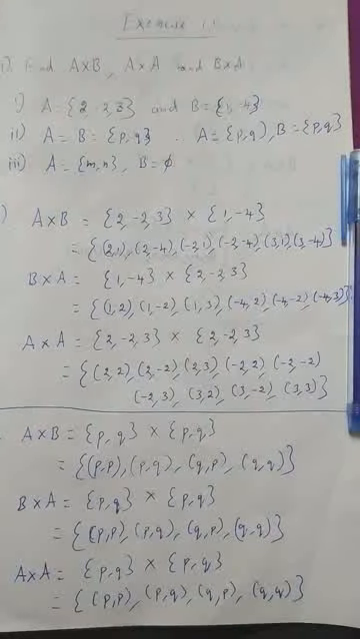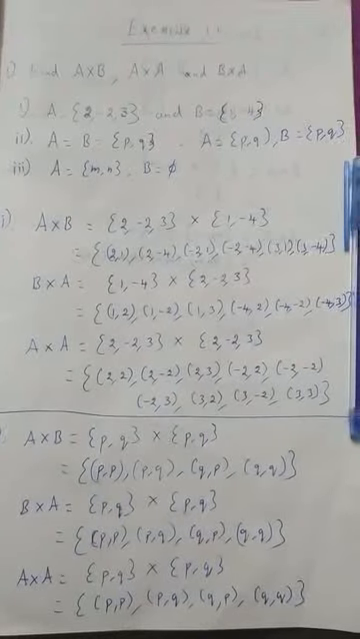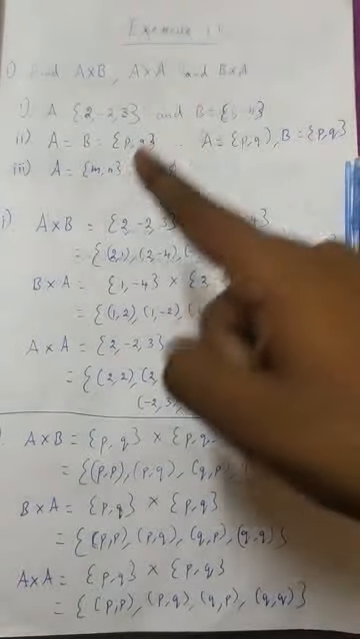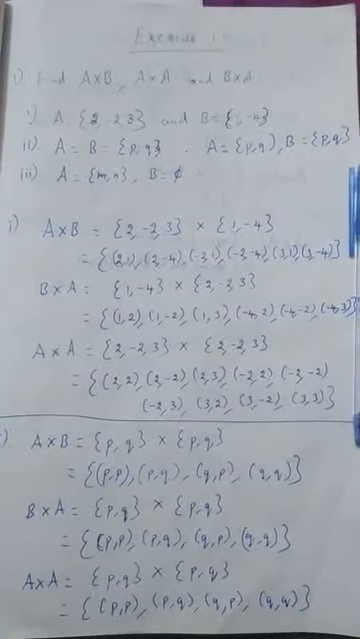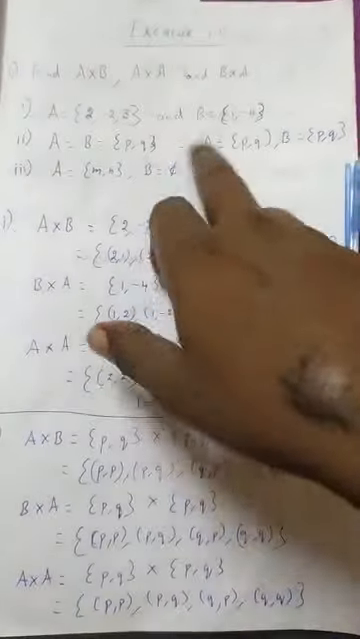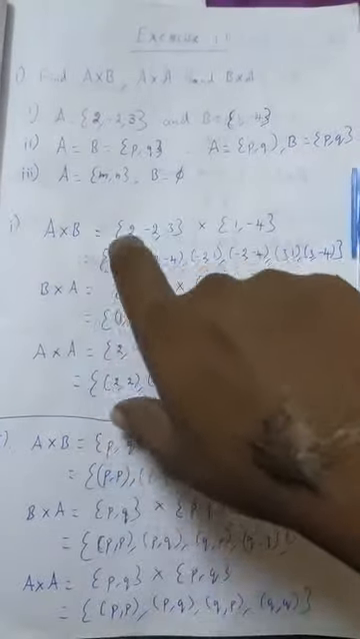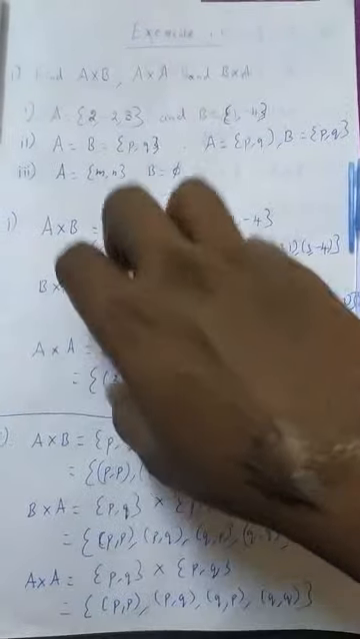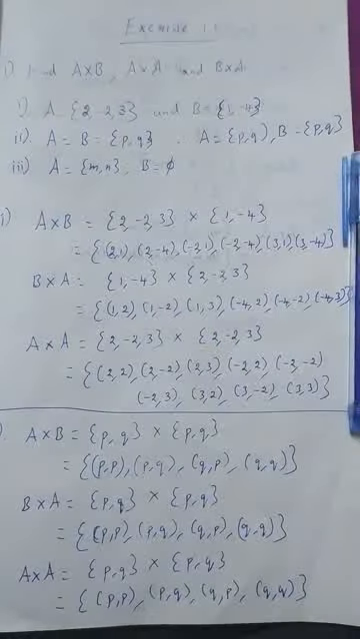For example, we have 3 example problems for this unit, that is for exercise 1.1. If you look at the first problem, find A cross B, A cross A, B cross A, that is, find the Cartesian product. This problem is related to the first example, which is also find the Cartesian product. In the same way, you have to relate all the exercise problems with the example problems and do them on your own. Then only you'll get practice, right?